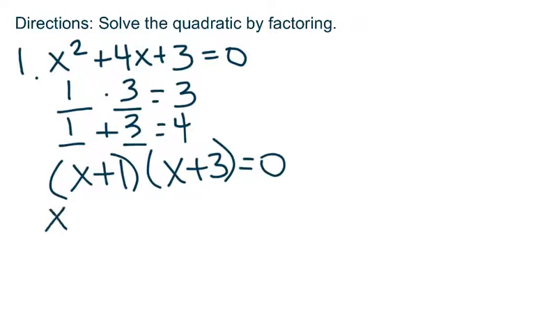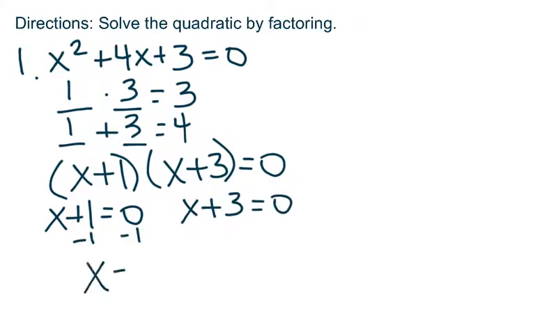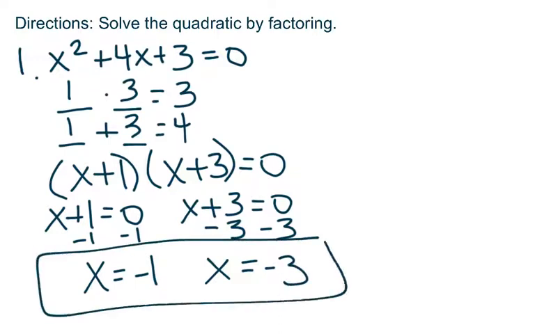So now I'm going to take both sets and set them equal to 0, and then solve for x. The way I get rid of a plus 1 is subtract, so x equals -1. The way I get rid of plus 3 is subtract, so x equals -3. My two answers are -1 and -3.